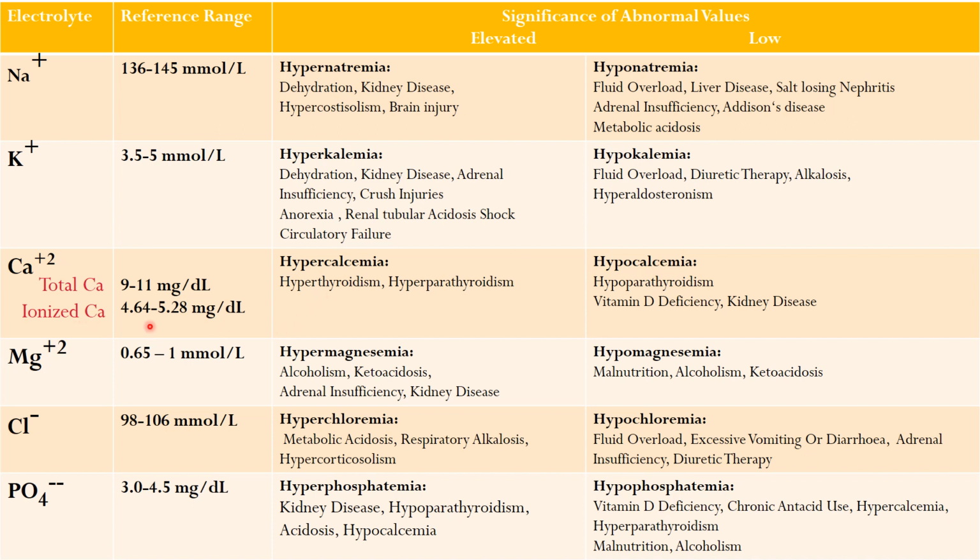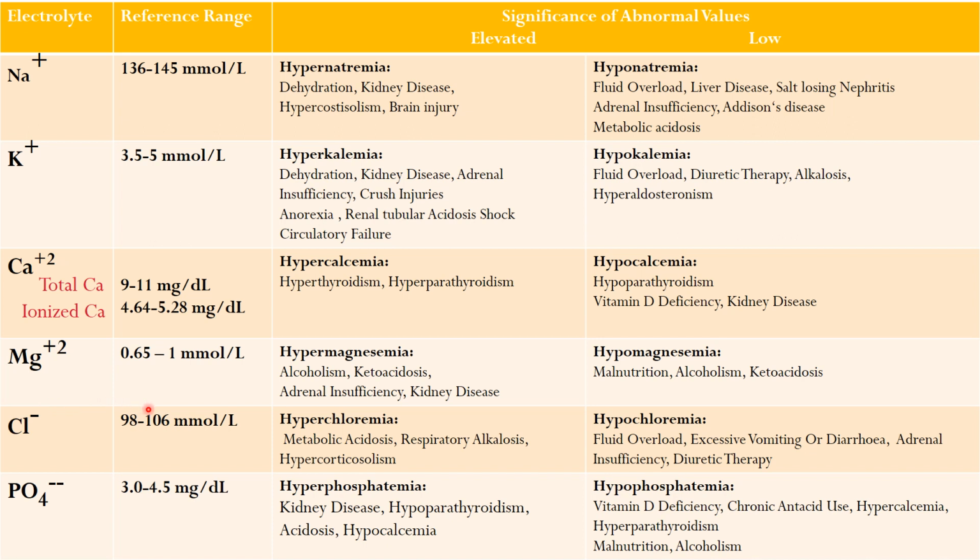Magnesium ion normal range is 0.65 to 1 millimoles per liter. A higher value than 1 millimoles is hypermagnesemia, and it is seen in alcoholism, ketoacidosis, adrenal insufficiency, and kidney disease. And a value below 0.65 millimoles per liter is hypomagnesemia, and it is seen in malnutrition, alcoholism, ketoacidosis.